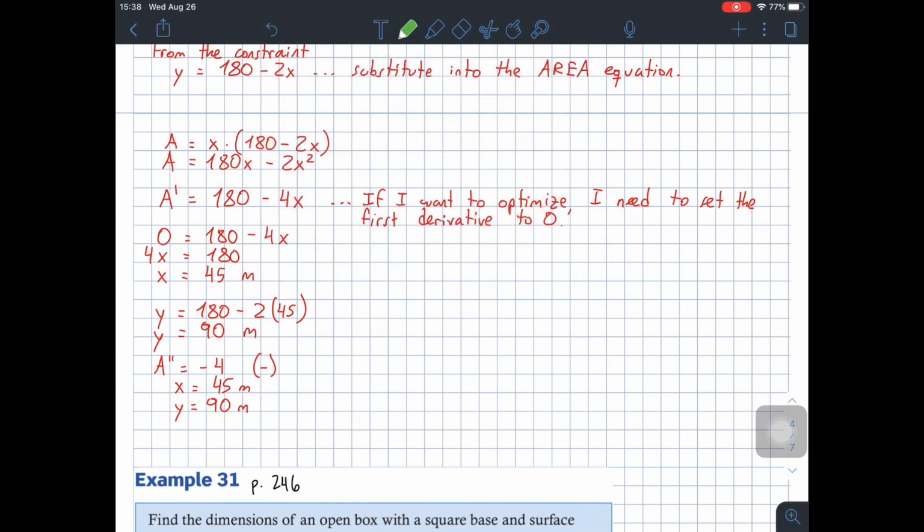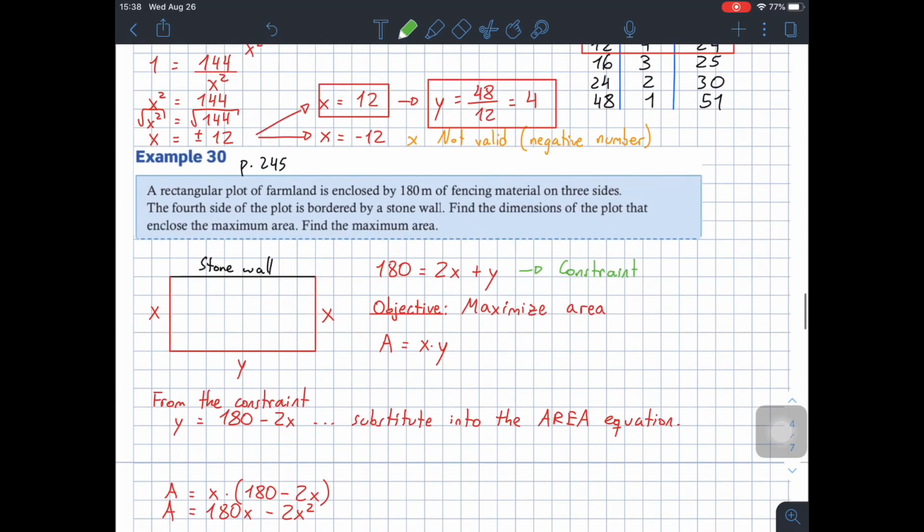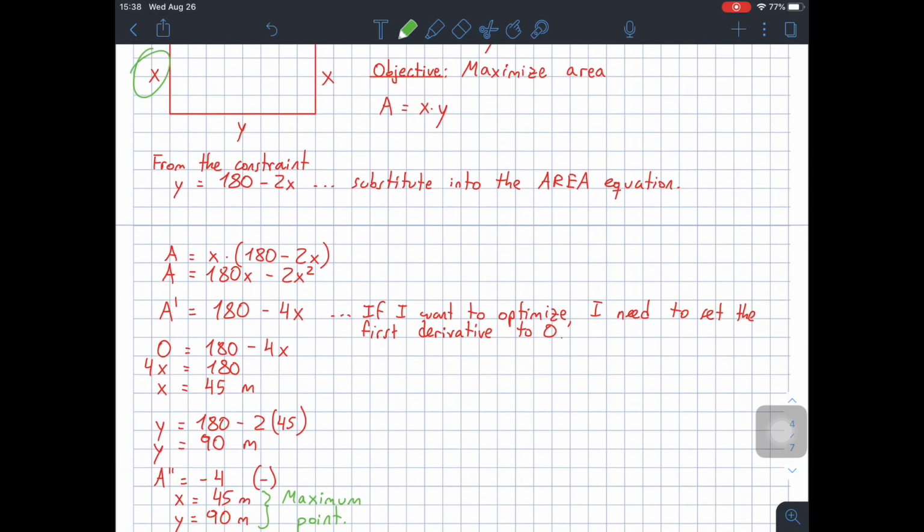Remember, when the concavity was negative, it means that the function is bending downwards. So that means that this point over here must be a maximum, right? So with this information, we conclude that these 2 values are actually producing a maximum point. Okay, so it says find the dimensions of the plot that encloses the maximum area. So these are the dimensions. X should be 45, this should be 45, and this should be 90, right?